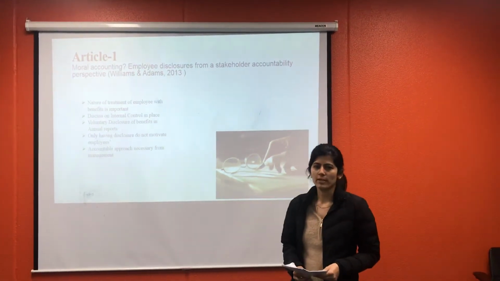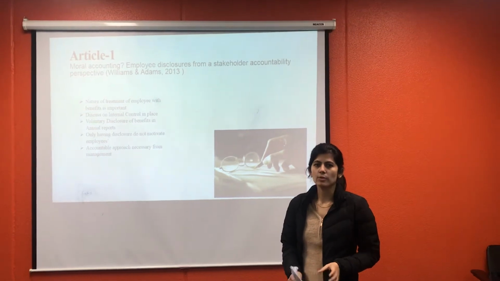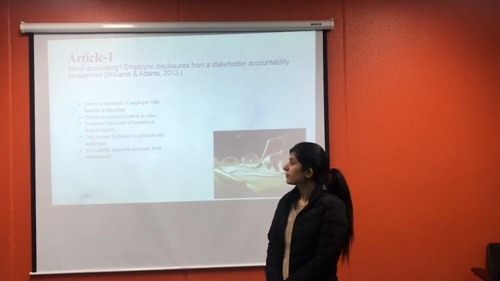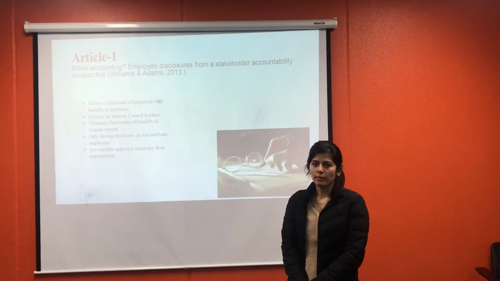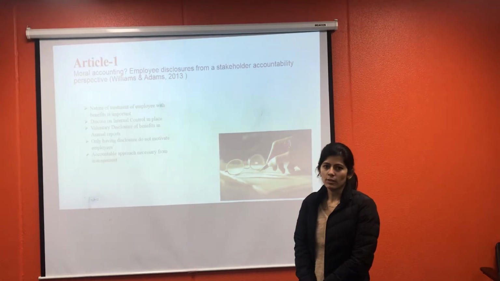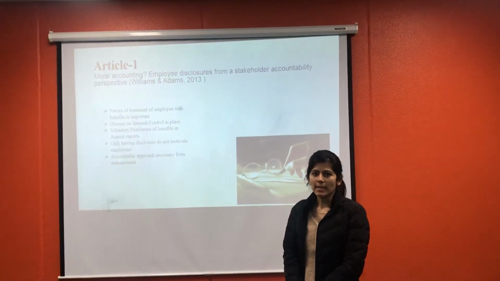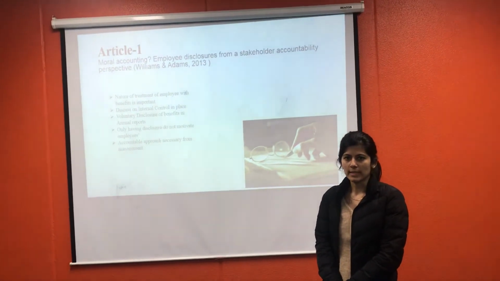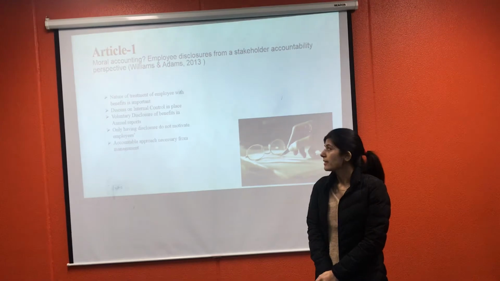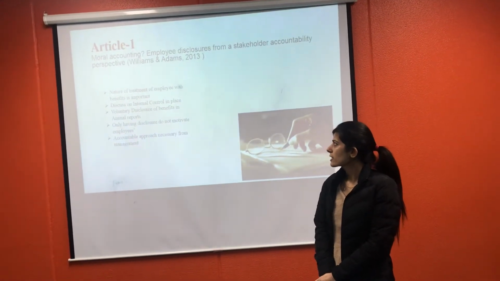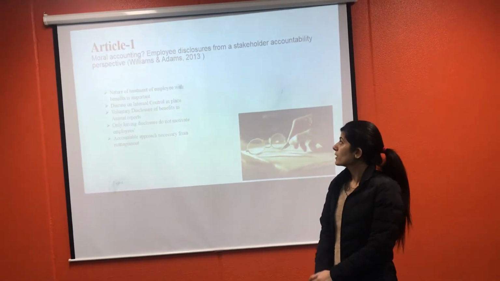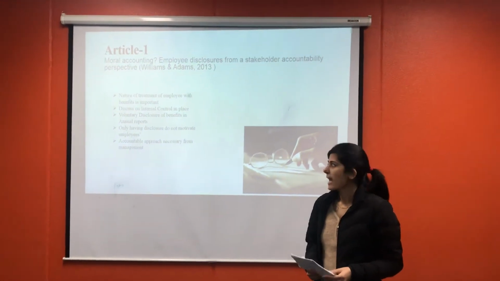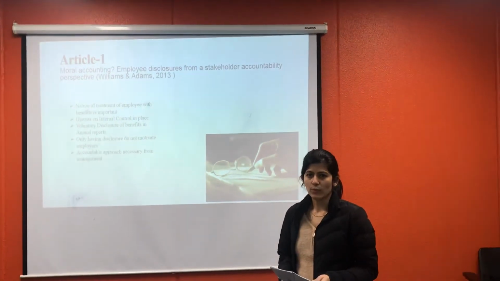I'm going to discuss the first article by Williams and Adams 2013. The main purpose of the article is to disclose the internal controls adopted by the management related to operational effectiveness and efficiency and laws and regulations. The article also focuses on the treatment of employees with benefits, which include health and safety and employee training as well.